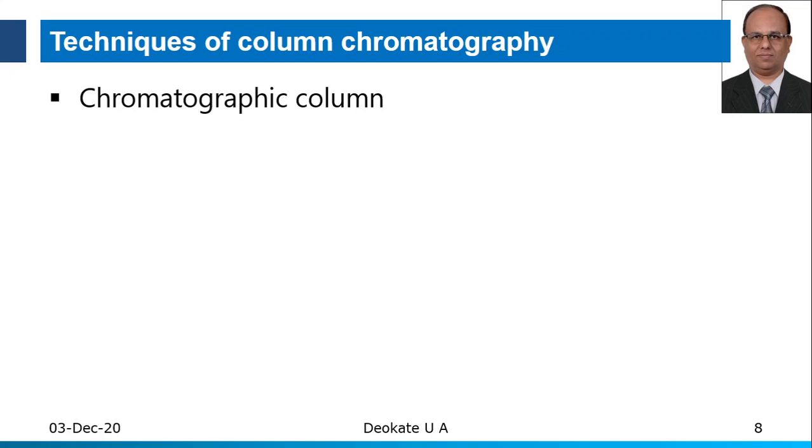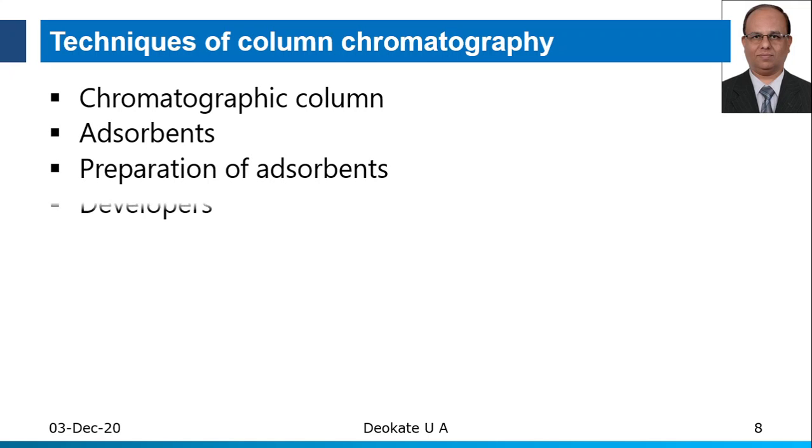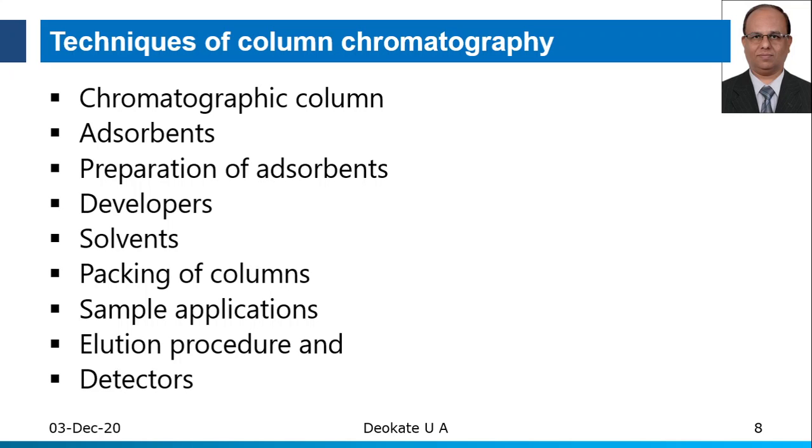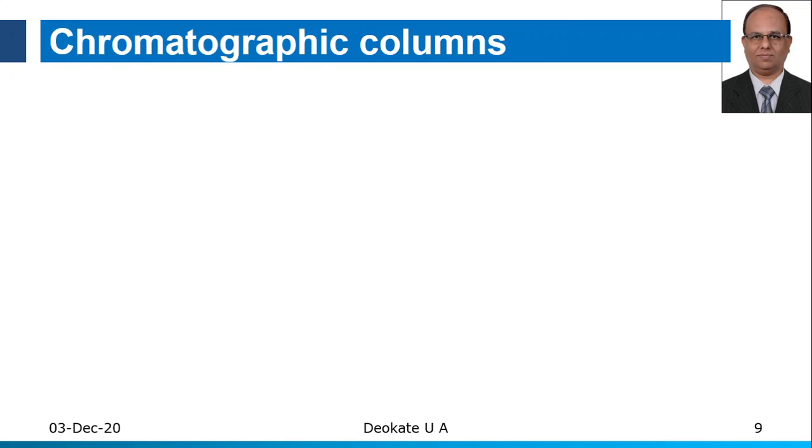So the laboratory adsorption column chromatographic technique involves the following steps, or we can say it is the methodology of column chromatography. The first step is the selection of your chromatographic column, then selection of adsorbent, preparation of adsorbent, developers, that is the various solvent systems which are used for the purpose, then packing of the column, then sample application, elution procedures, and detection of your separated components. So the first step is selection of the chromatographic column.